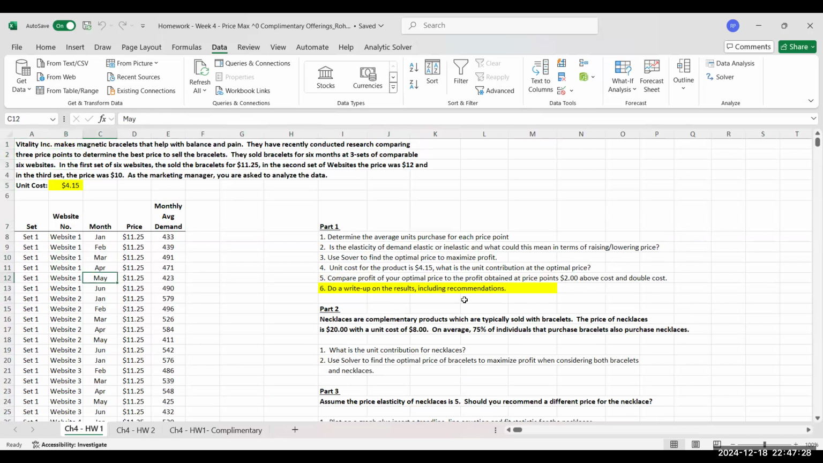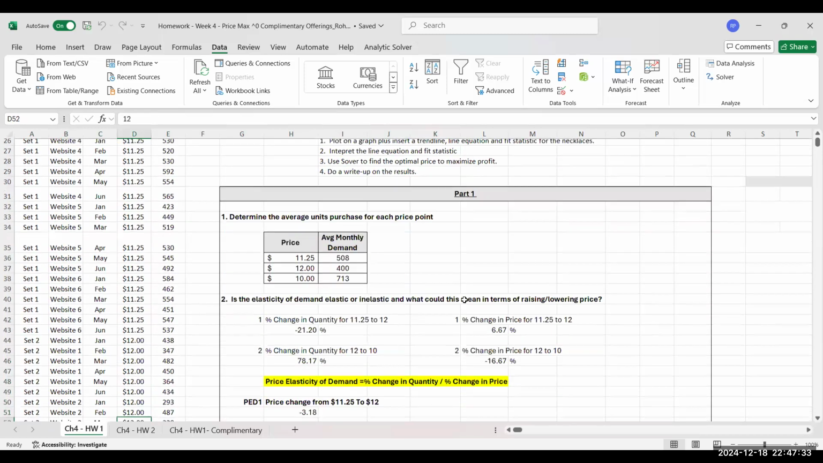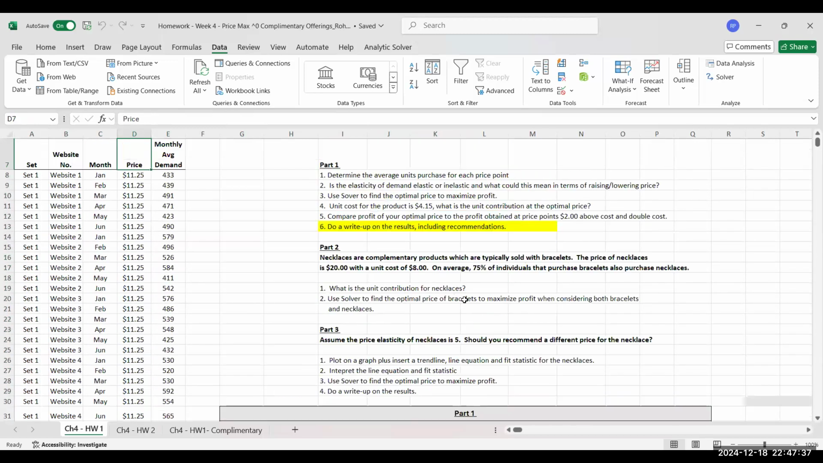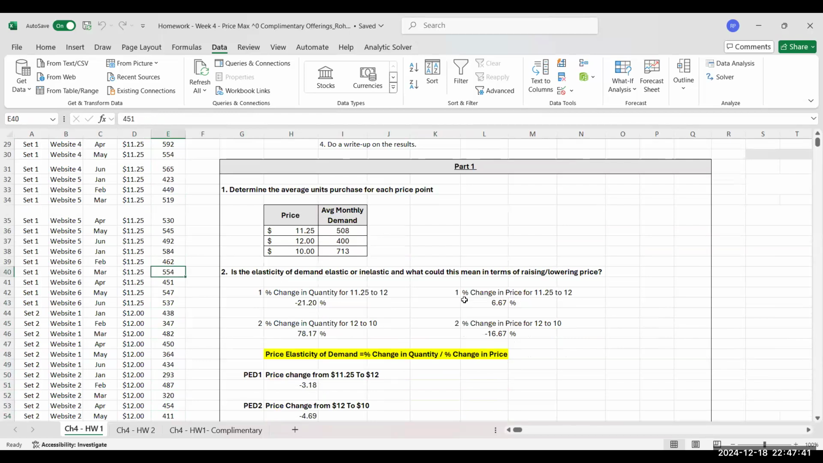So this is the data set, with three price points: $11.25, $12, and $10. And here it gives a monthly average of demand. So first of all, we have to find the average monthly demand for each price point. We have three price points: $11.25, $12, and $10. I already did some calculation here, but I'm gonna do it again so that it is easier.